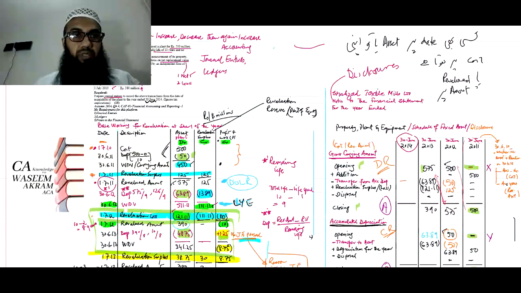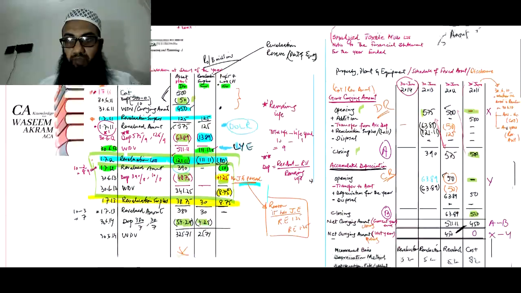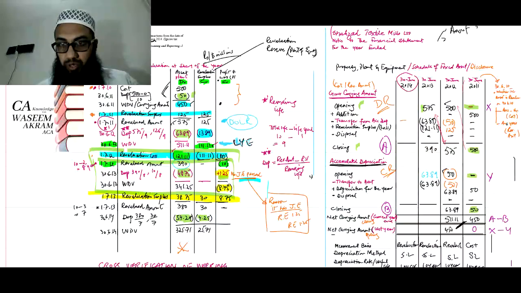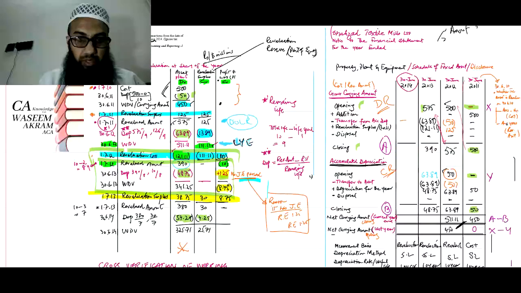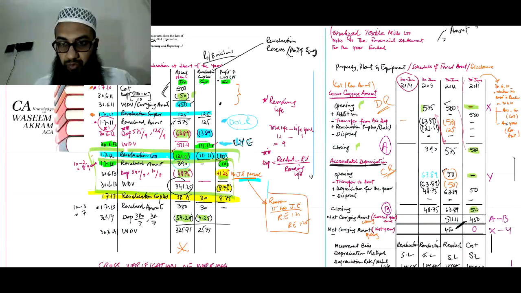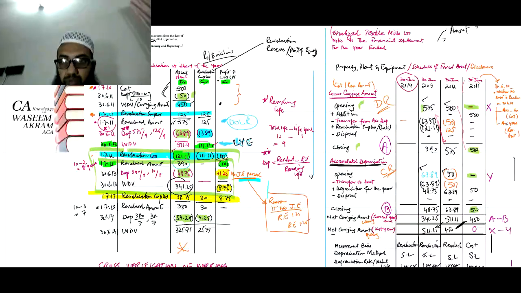Depreciation charged during this year after 390 is 48.75. Write it here, 48.75, no disposal, so closing is 48.75. Net carrying amount from working is 341.25, you can write once again here 511.11, or take the difference of 575 minus 63.89, which is 511.11.